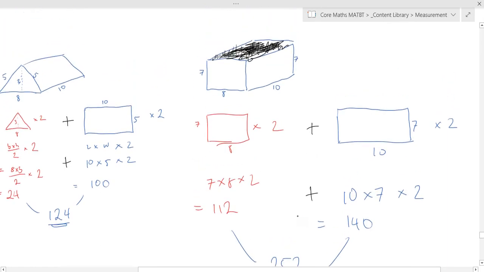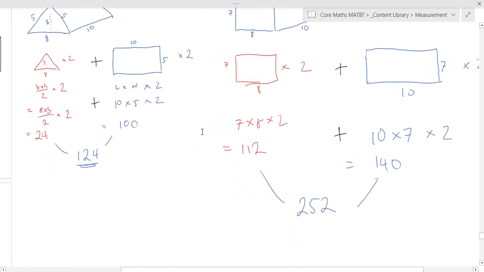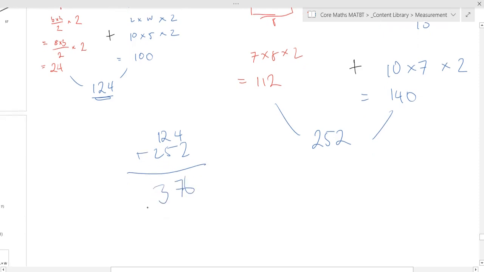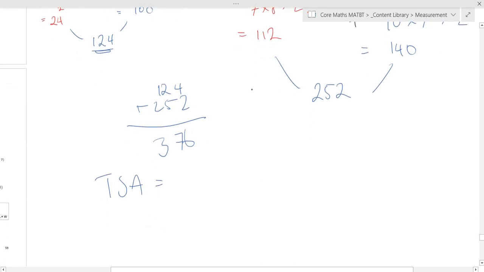Surface area for composite shapes in this topic is probably the trickiest one because there's a lot to consider on what you're adding. So if you can do this, everything else will be easier. Adding them together, so 124 plus the 252 will equal 376. So the total surface area, or the TSA, total surface area, just don't get scared of that, is 376 meters squared.